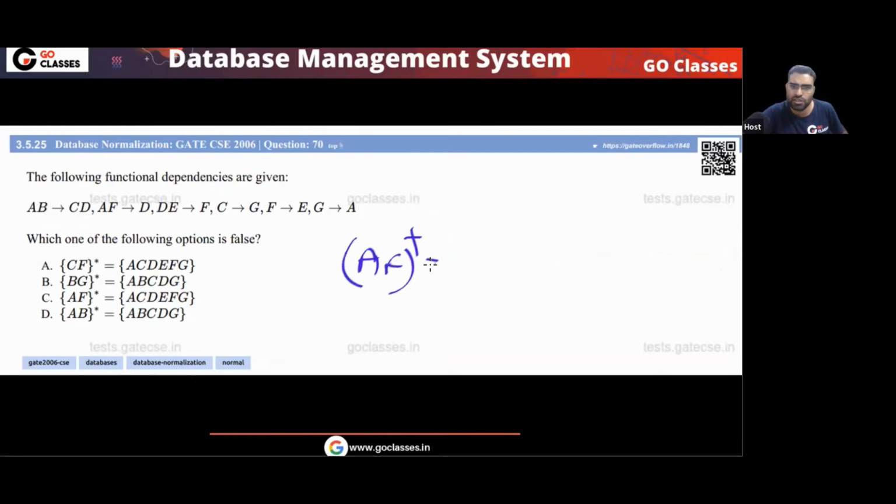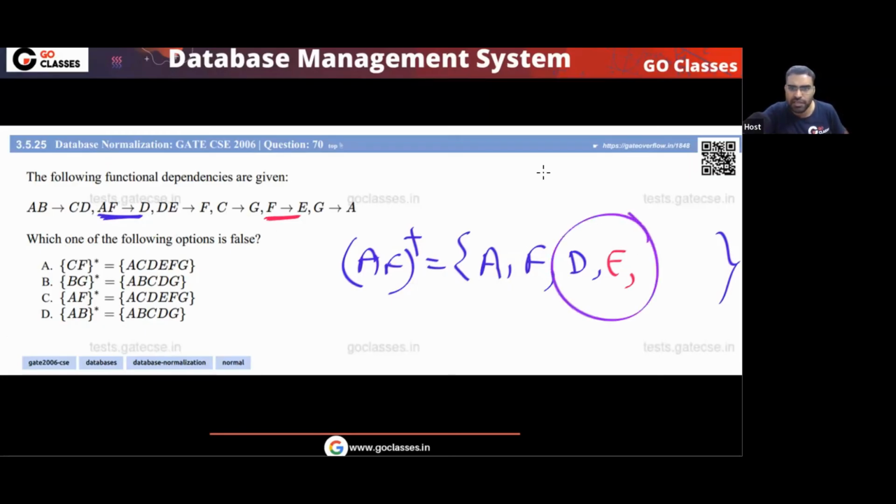What is AF closure? Tell me. AF can bring AF. What else? See, AF can bring D also. What else? You got AFD. F can bring E also. So you got AFDE. Now D can bring F.